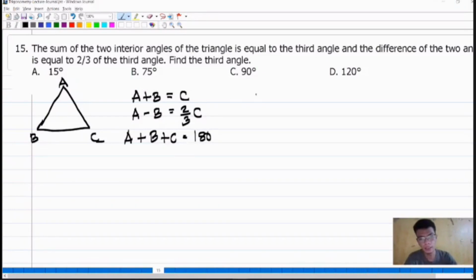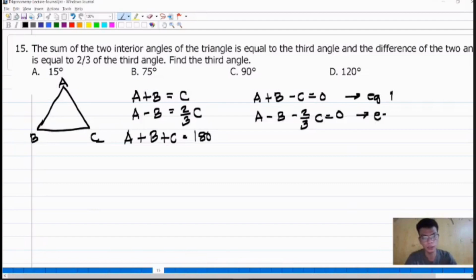So let us arrange our equations in the standard form or general form. A plus B minus C is equal to 0. And this will be our equation number 1. A minus B minus 2/3 of C, and that is equal to 0, na siya namang magiging equation number 2 natin. Samantalang ang ating third equation will be A plus B plus C na equal sa 180. And that will be our third equation.